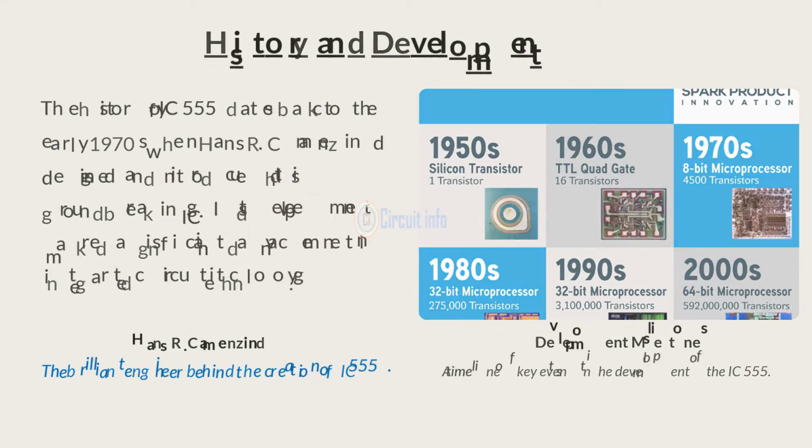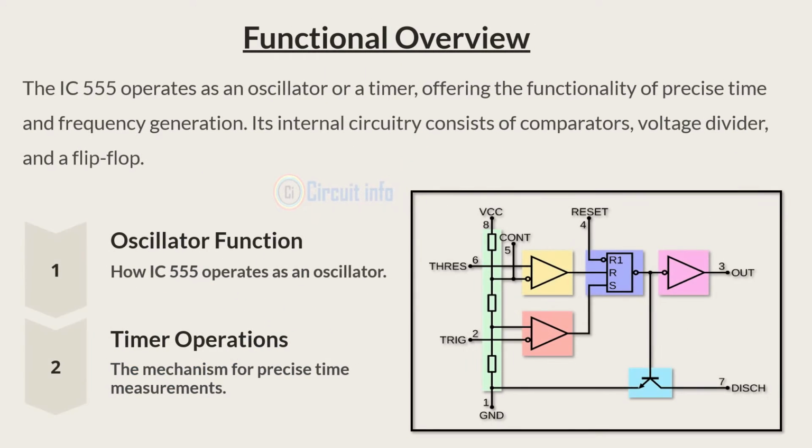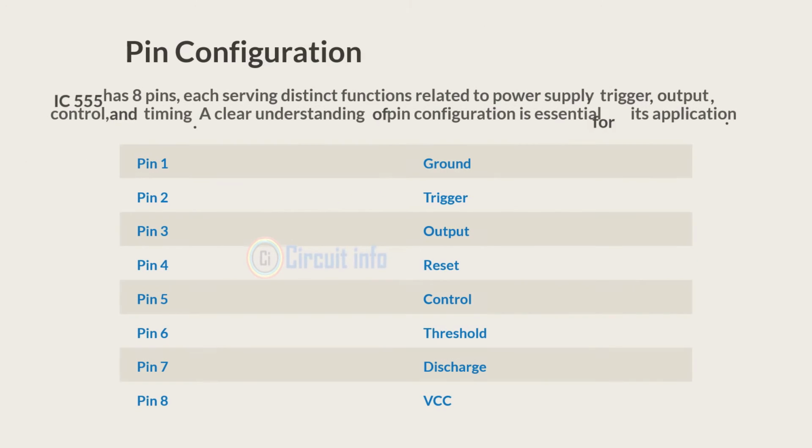Functional overview. The IC 555 operates as an oscillator or a timer, offering the functionality of precise time and frequency generation. Its internal circuitry consists of comparators, a voltage divider, and a flip-flop. 1. Oscillator function: how IC 555 operates as an oscillator. 2. Timer operations: the mechanism for precise time measurements.